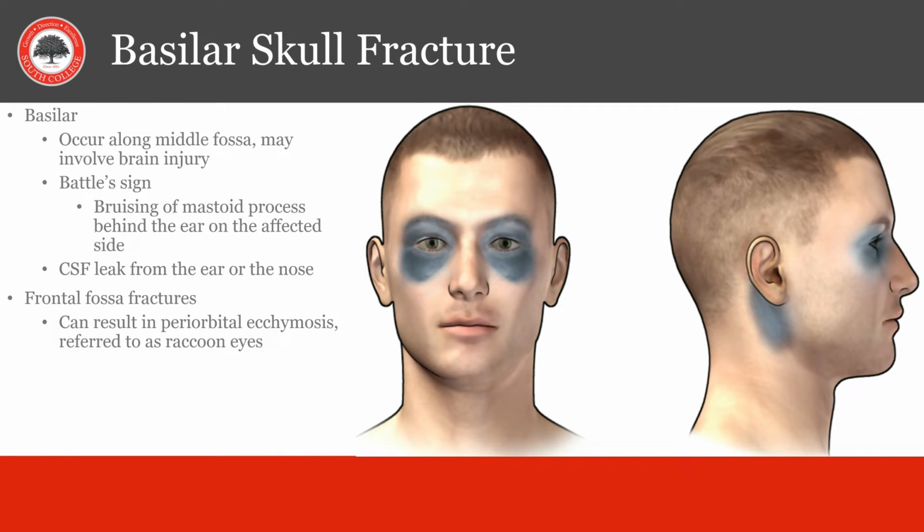Basilar skull fractures involve the temporal bone, and damage to the mastoid process is common. This can cause CSF leakage and bruising around the eyes, resulting in raccoon eyes, as you see here in this illustration. This is also called periorbital ecchymosis.